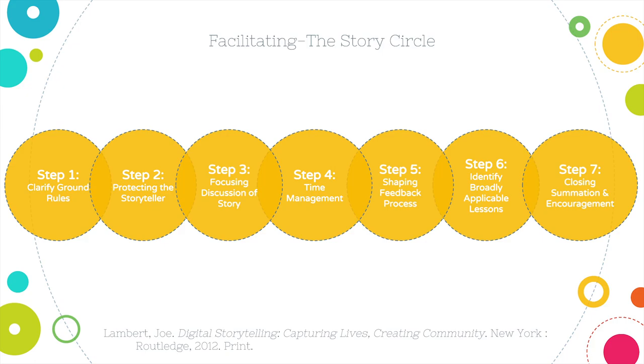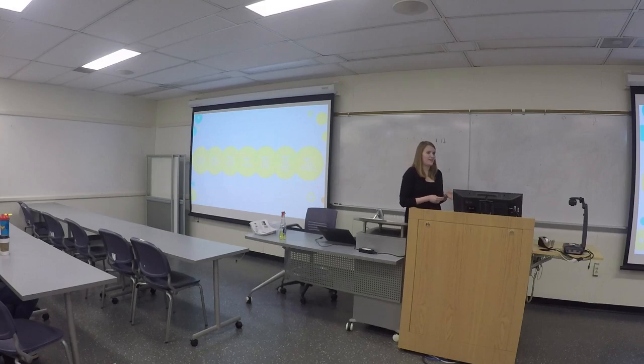Making sure step five is shaping the process of feedback, making sure you're supporting the storyteller in a way that they can tell their story, but once again, making sure something is being produced, maintaining order, making sure things are going in a method that's actually helpful and constructive.